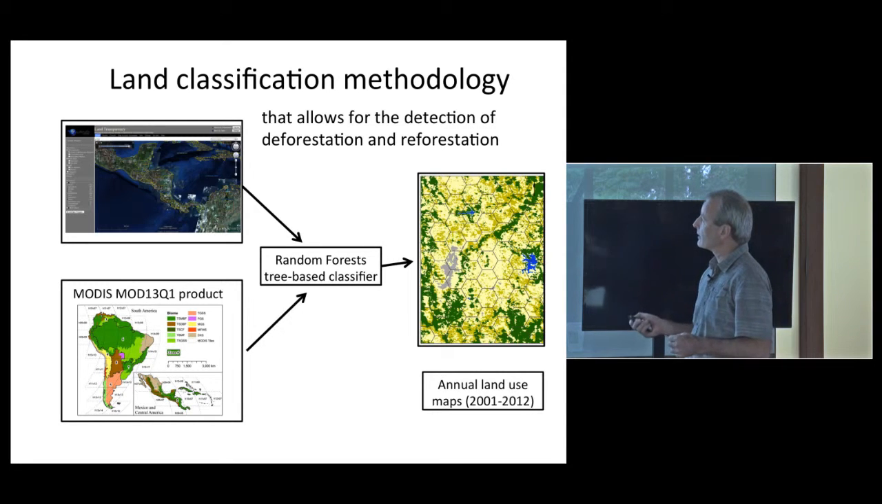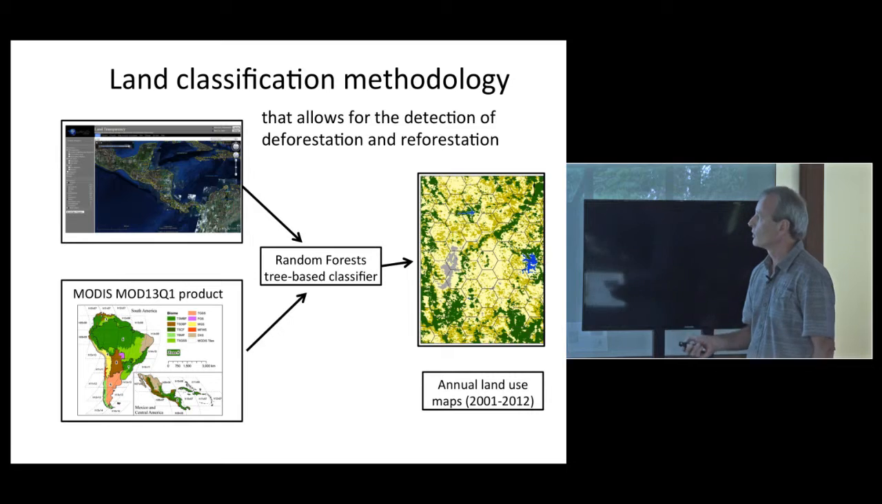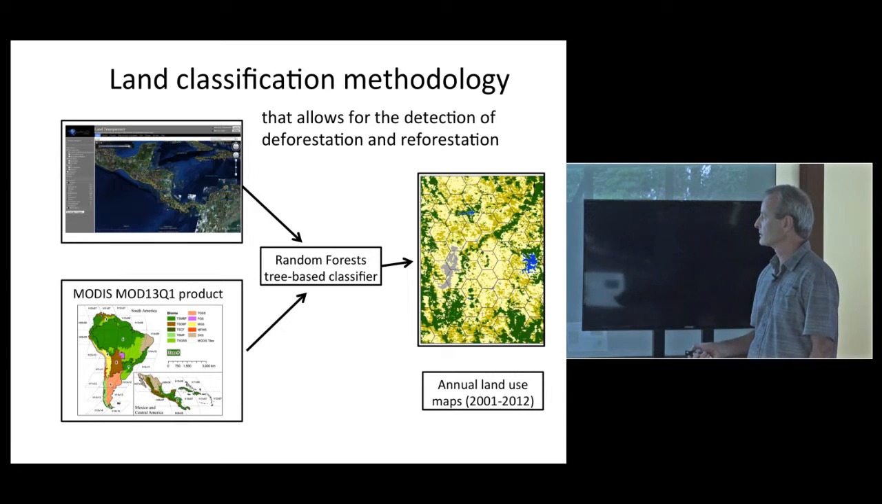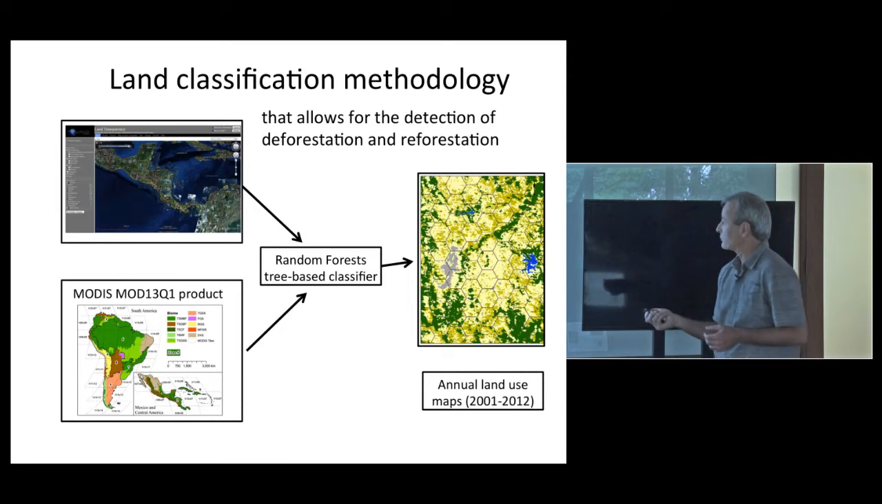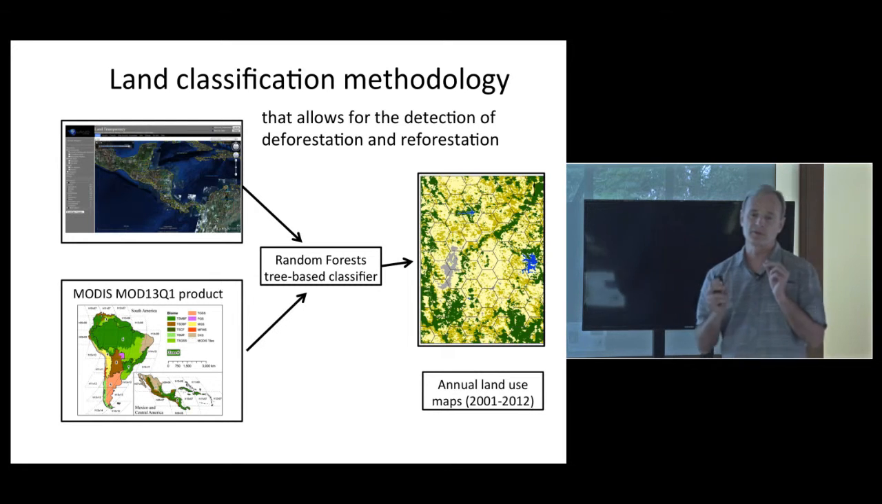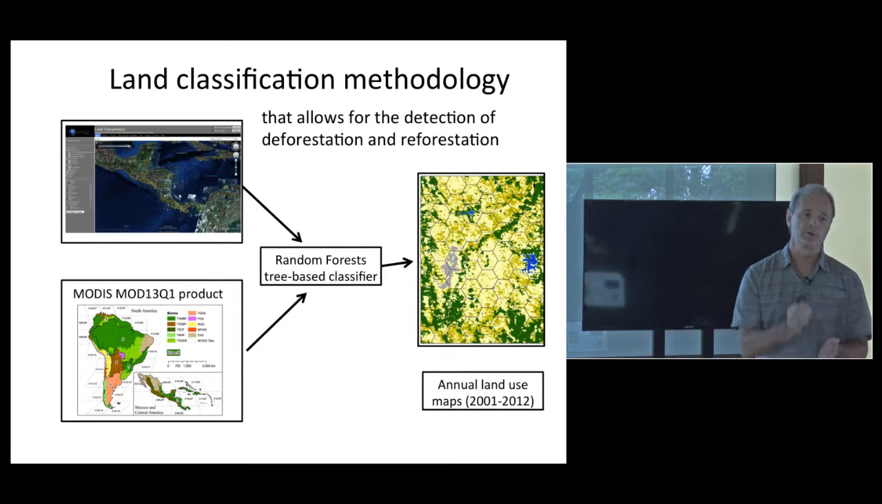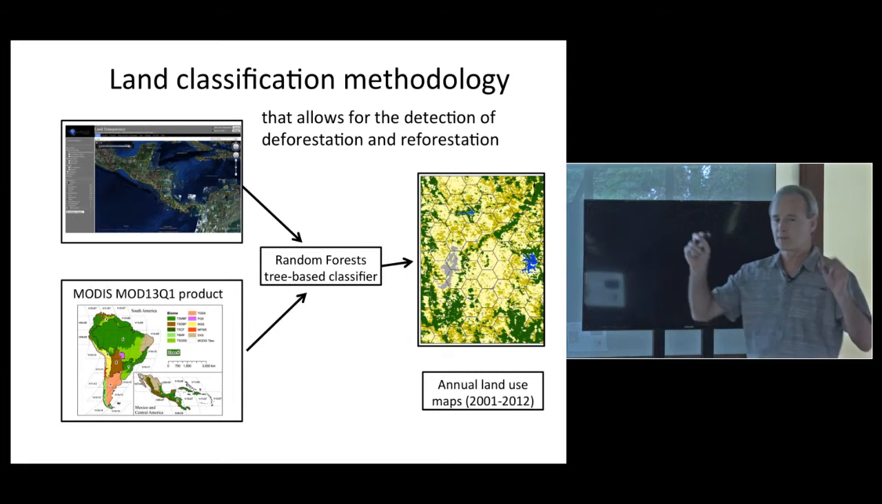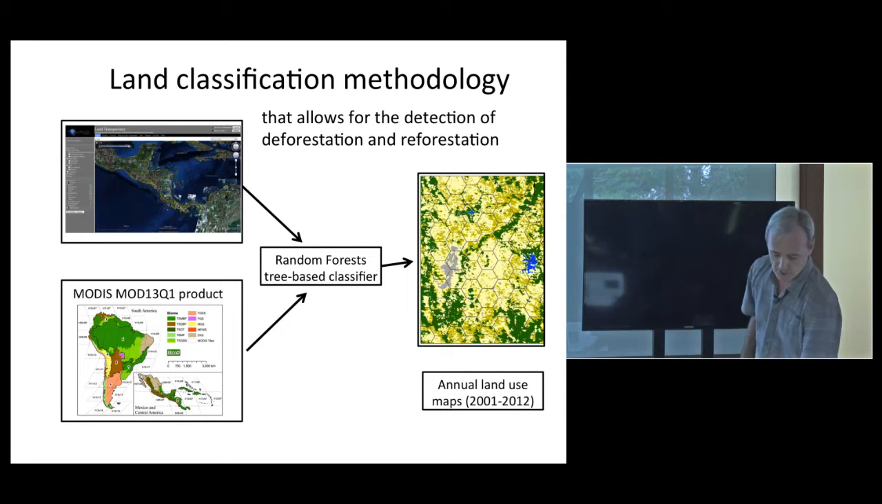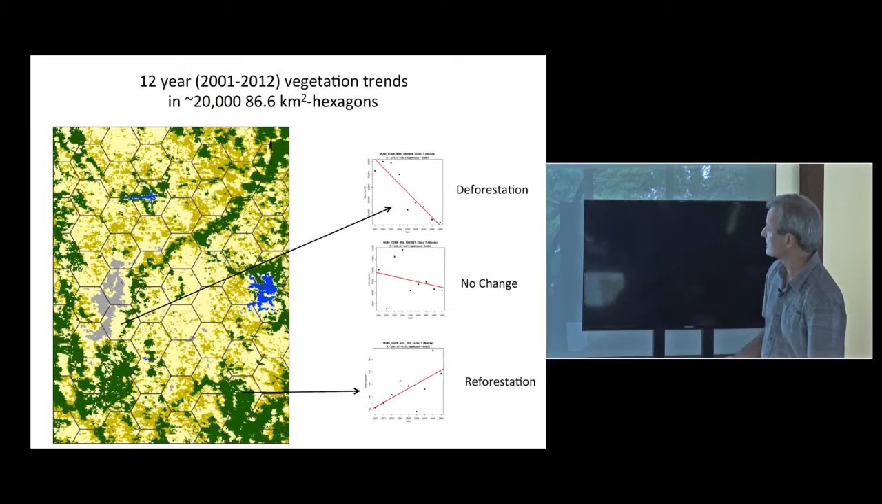We combine that information with data from MODIS over the last 10 to 12 years. We combine this information using random forest tree classifiers and then produce a land use map. One of the things that we're doing differently is that we're producing a map for every year. It's not producing just two points and looking at the difference. And I'm going to show you a little bit more of this in detail here.